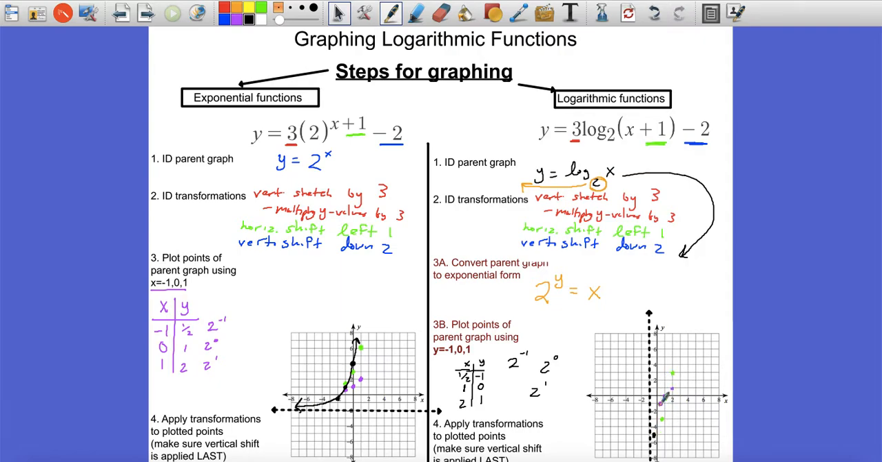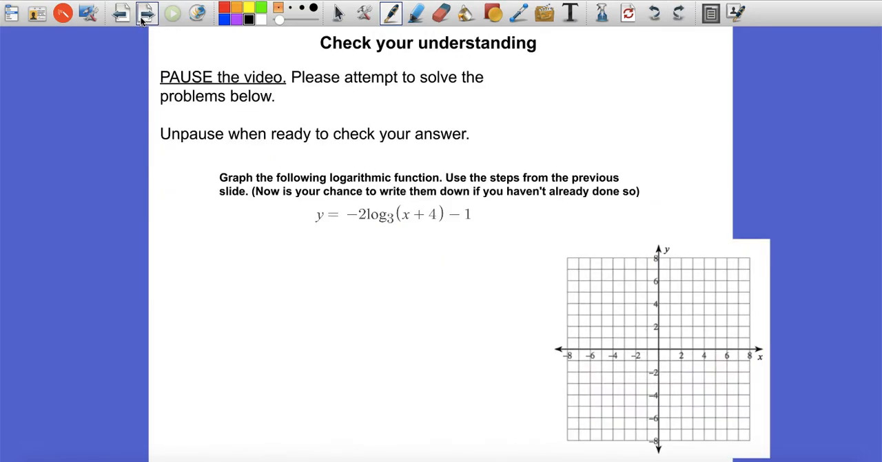Left 1, down 2. Left 1, down 2. And those points right there are the points of our logarithmic curve. And we are finished. Okay, so time to check your understanding. So I want you to pause the video, attempt the problem below, unpause when you're ready to check your answer.